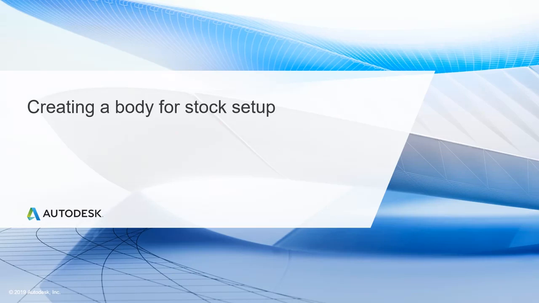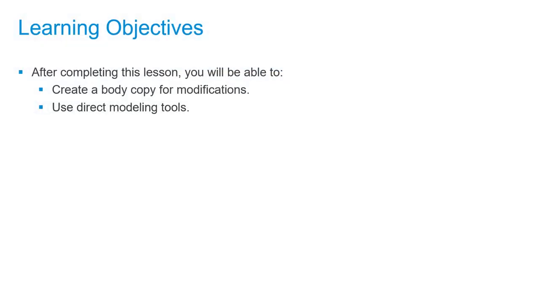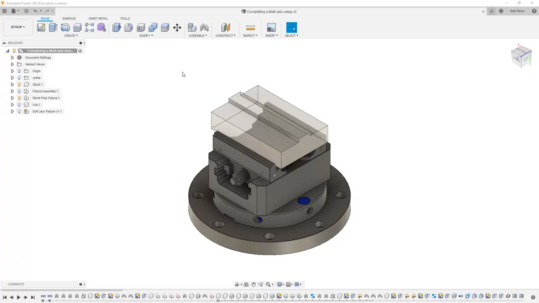In this lesson, we'll be creating a body for stock setup. After completing this lesson, you'll be able to create a body copy for modifications and use direct modeling tools. To get started, we want to upload the supplied file, completing a multi-axis setup.